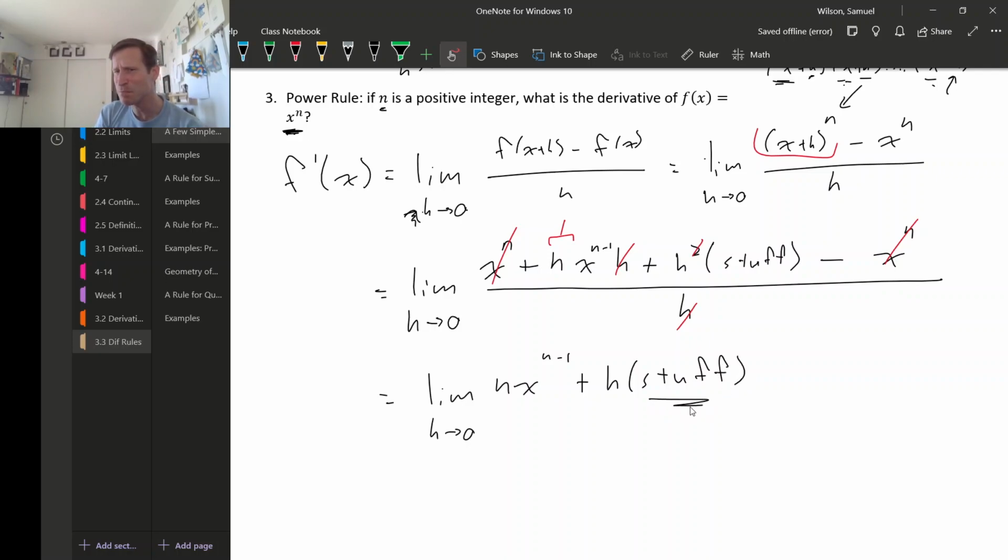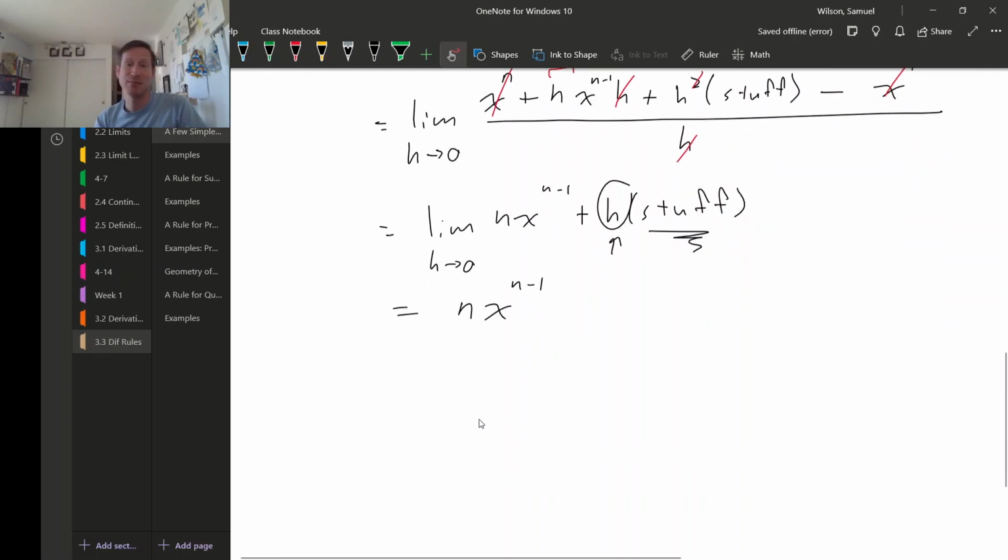But this stuff is polynomial, and we're taking a limit as h goes to 0. So this h right here is going to 0, and it doesn't matter what the stuff in the parentheses is because h is going to 0. So we get n times x to the n minus 1. All right, so we just found the derivative of x to the n. It's n times x to the n minus 1.